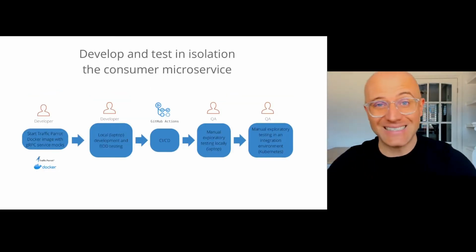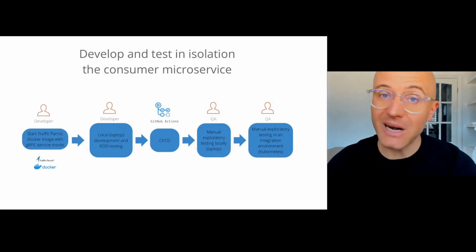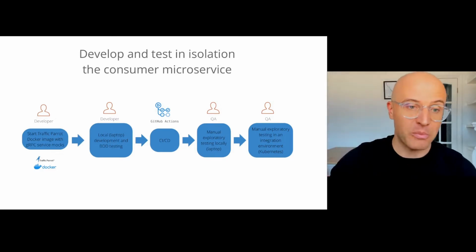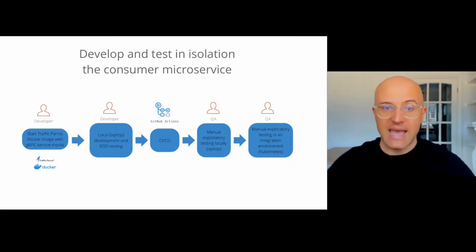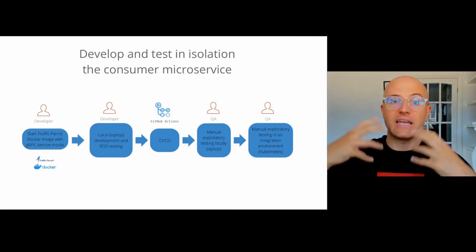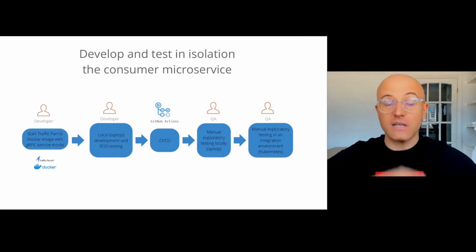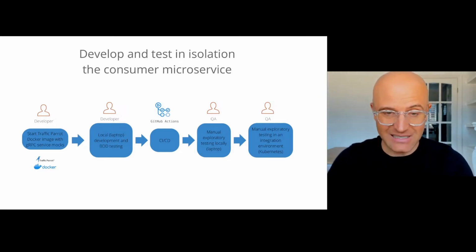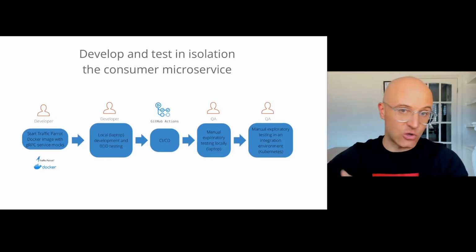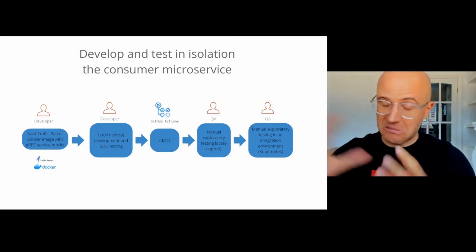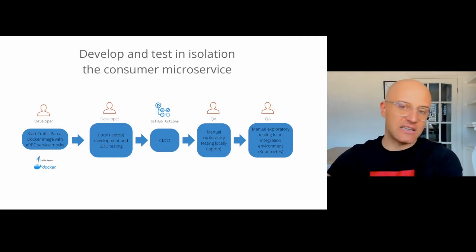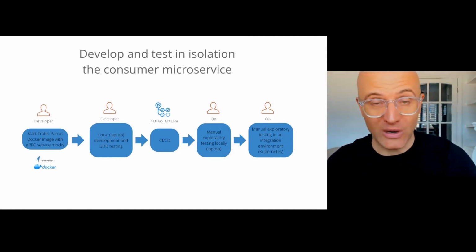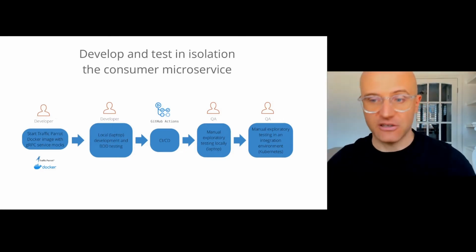How would development and testing of the consumer microservice look like? Well, the developers would start with starting up Traffic Parrot mocks locally, and then they could continue to start their microservice and develop and test it locally. Once they've done the development and testing on the laptop, they can push that code to GitHub, or any other pipeline you're using, which would pick that up and build the artifacts, and then the QAs could do some manual exploratory testing, for example, locally or in shared environments.